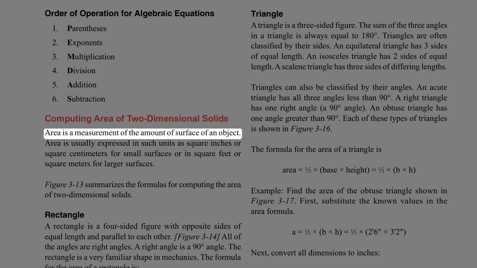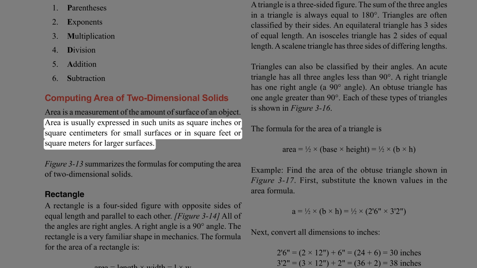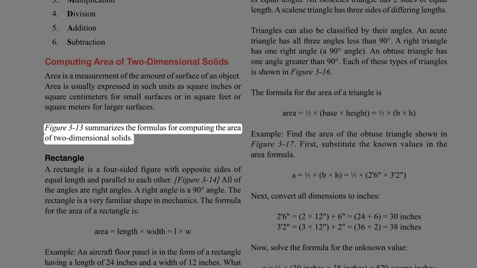Computing area of two-dimensional solids. Area is a measurement of the amount of surface of an object. Area is usually expressed in such units as square inches or square centimeters for small surfaces, or in square feet or square meters for larger surfaces. Figure 3-13 summarizes the formulas for computing the area of two-dimensional solids.